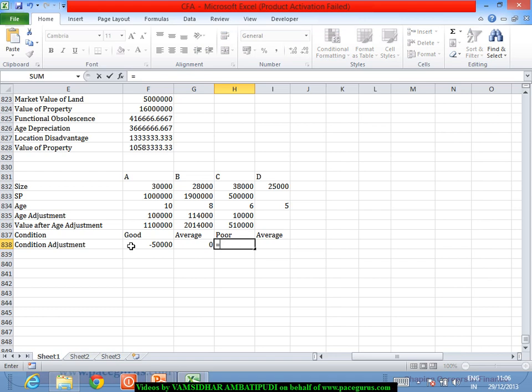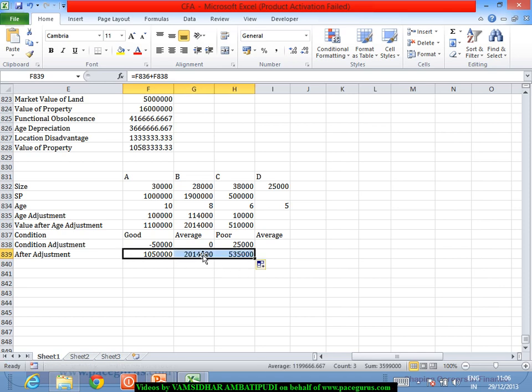Whereas because it is in poor condition, if it had been average condition, it could have got sold for 5% more. So I am adding another 5%, 25,000. So after the condition adjustment, the price is going to be something like 1.05 million here, 2.01 million here, and 5.35 million here. That is after the adjustment for condition.